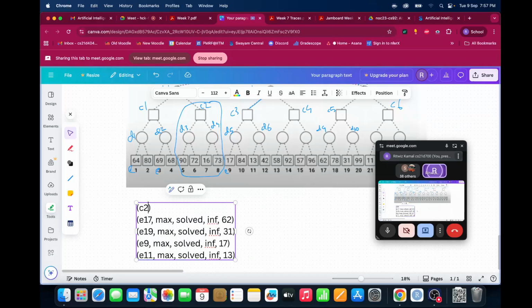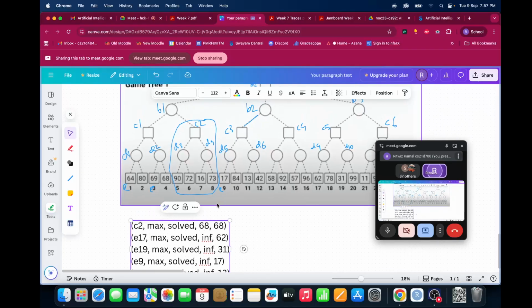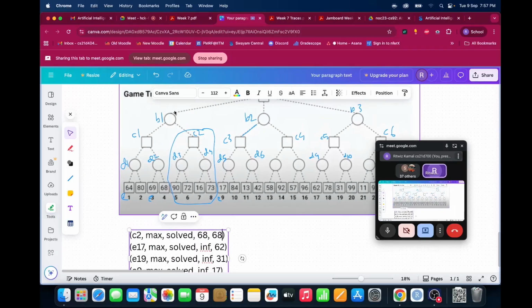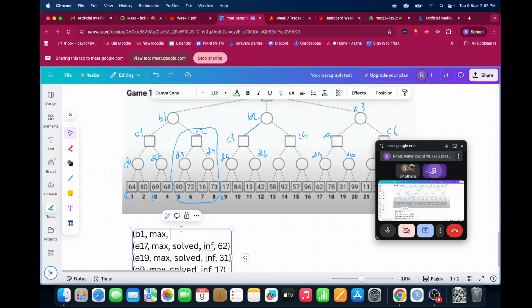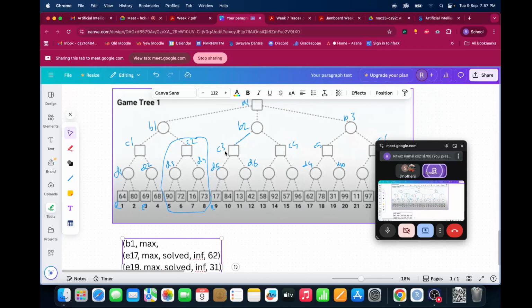So we will say C2, which is a max node, is solved, bound 68, value 68. Okay. Now both C1 and C2 are solved. Can we say B1 is now solved? Yes. So let's replace C2 with B1, where we have to take the maximum value in between, because here both are returning the same value.